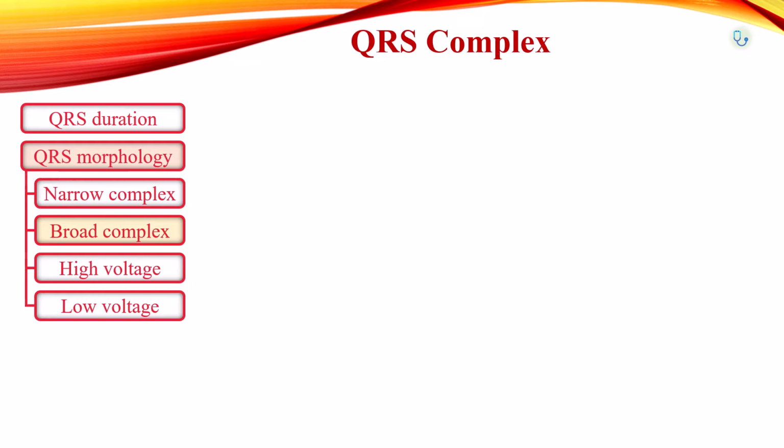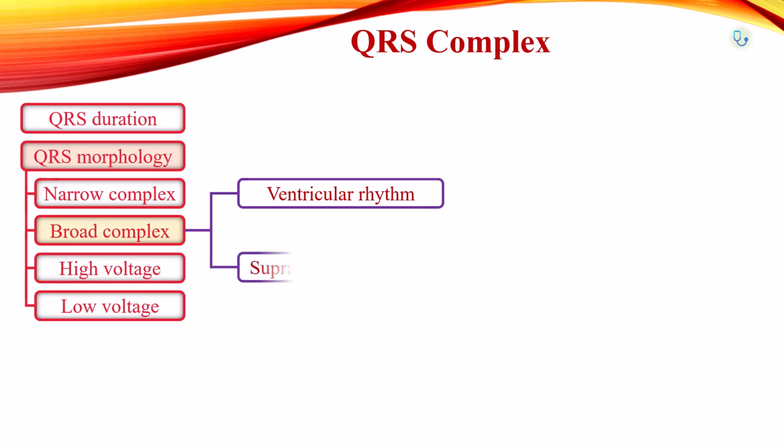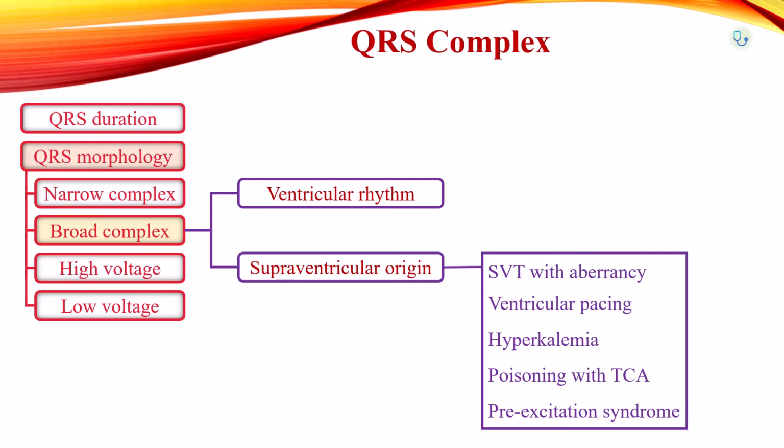Differential diagnosis of broad complex tachycardia includes ventricular tachycardia, or supraventricular origin with aberrant conduction, secondary to bundle branch blocks, ventricular pacing, metabolic disturbances that slow supraventricular action potential propagation such as hyperkalemia, poisoning with sodium channel blocking agents with tricyclic antidepressants, pre-excitation syndromes such as Wolff-Parkinson-White syndrome.